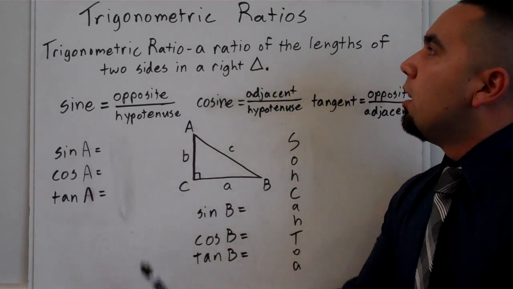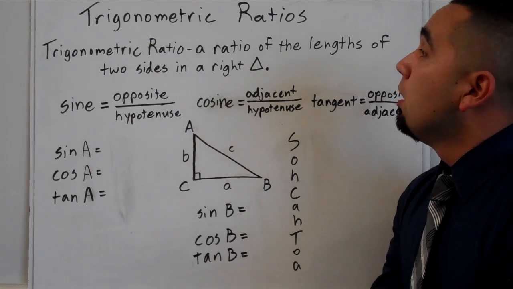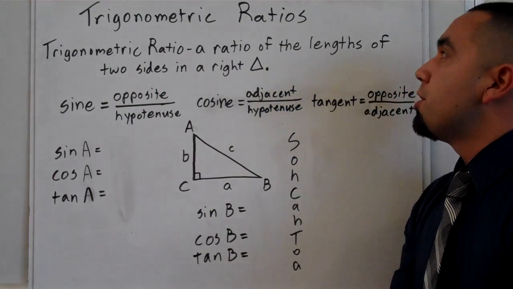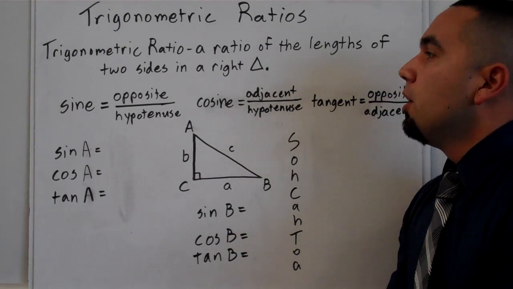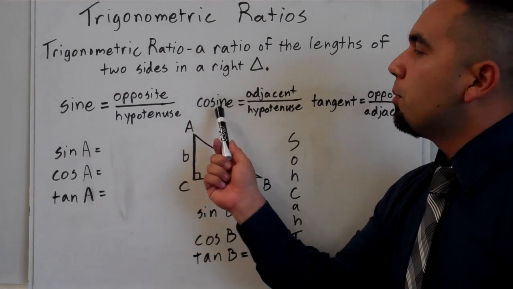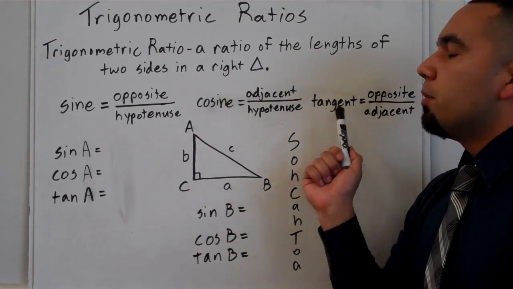Alright, so this is trigonometric ratios. First off, we need to know what that is. A trigonometric ratio is a ratio of the lengths of two sides in a right triangle. These are the trig ratios that we're going to worry about right now: sine, cosine, and tangent.